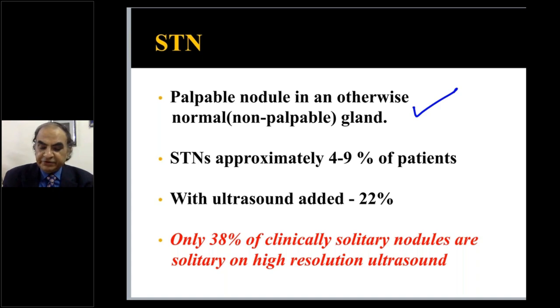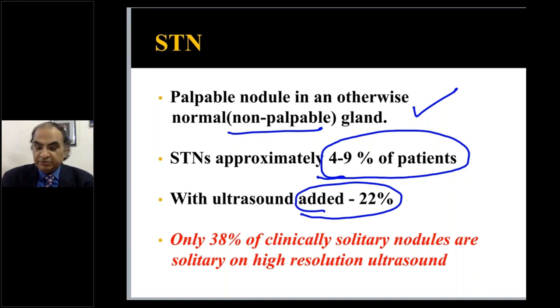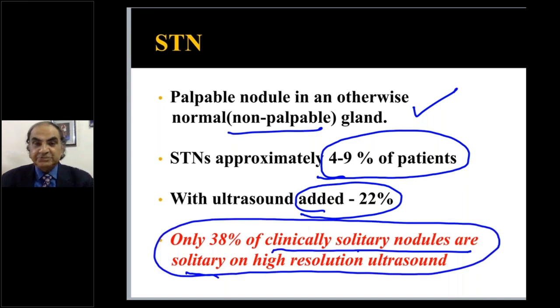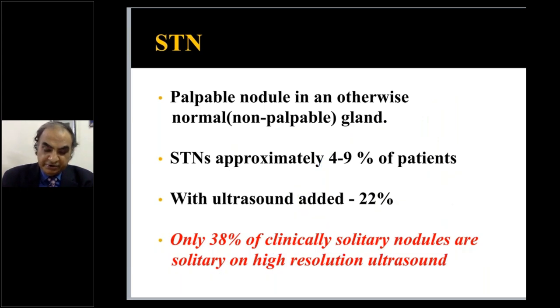So I have clarified it further for you. They are approximately seen in 4-9% of patients, and if you add ultrasound, it increases to 22%. And therefore, we have the concept of triple test today or quadruple test today because it will add to our diagnosis. And remember, only 38% of the clinically solitary nodules are solitary on high resolution ultrasound. So you clinically may find something less than what it actually is. And presently, ultrasound is a mandatory part of clinical examination, and it is indeed an extension of the clinical examination. So that's the definition of it, and you should be clear on that.